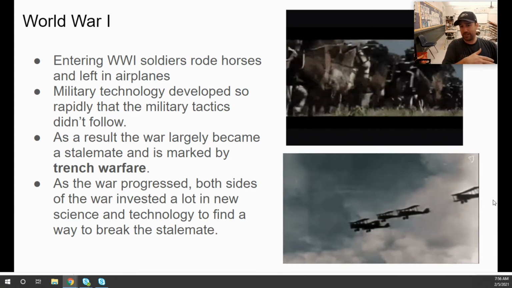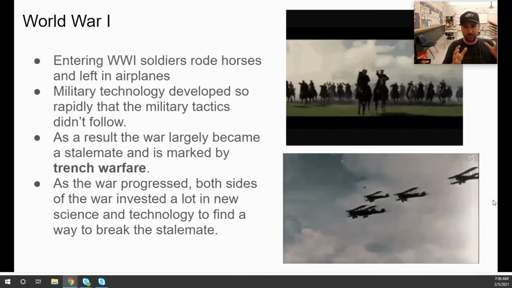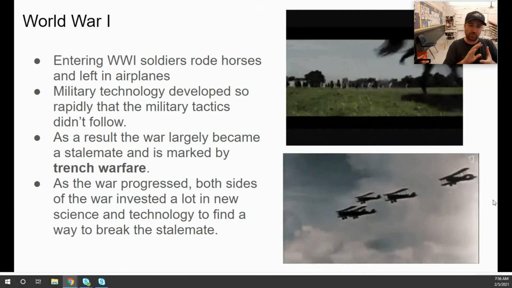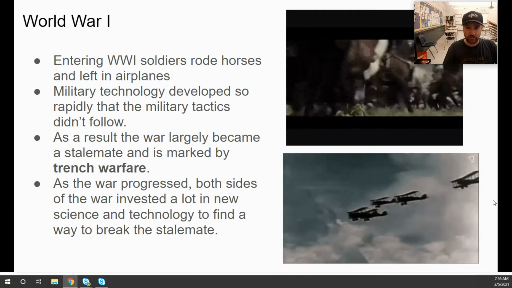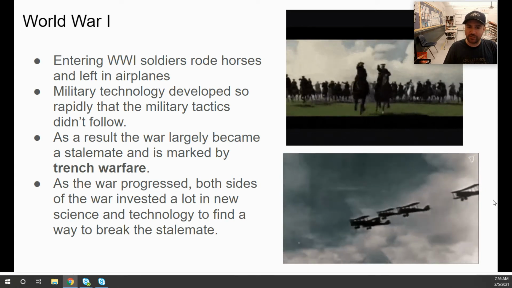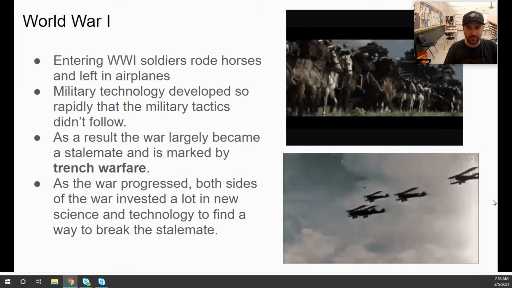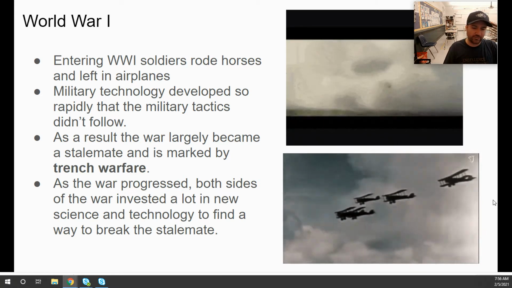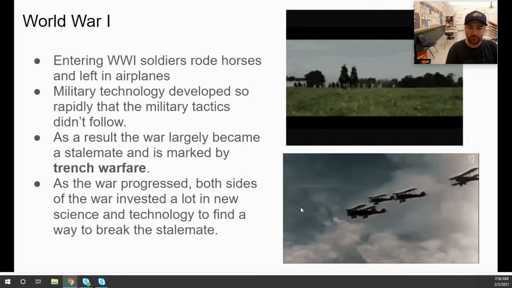But as the war progresses, both sides are going to invest a lot of science and technology in ways in which they can try to break the stalemate and open up the lines and ultimately be victorious. But that just never fully happens, and just leads to more casualties. It's not till the end of the war where the lines eventually do break, and there's a number of factors that lead to why that occurs.